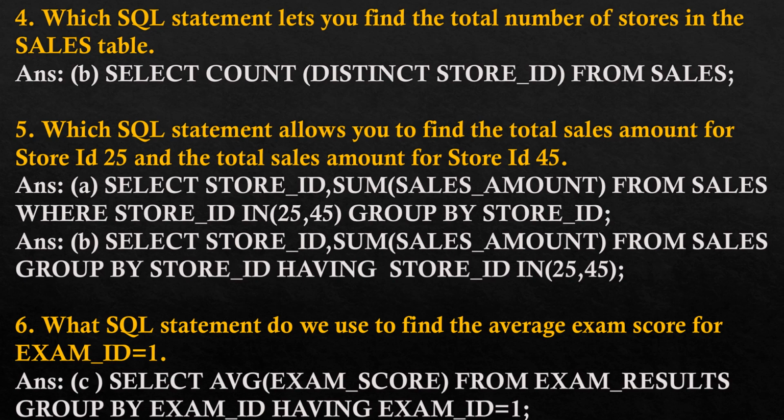Now, what SQL statement do we use to find the average exam score for exam ID 1? So for that, the answer is option C. You have to select average of exam score from exam results group by exam ID having exam ID is equal to 1.